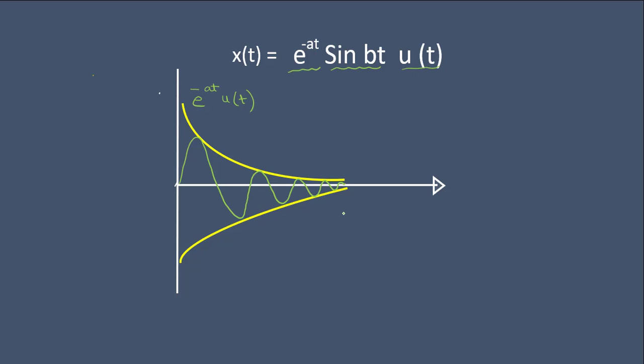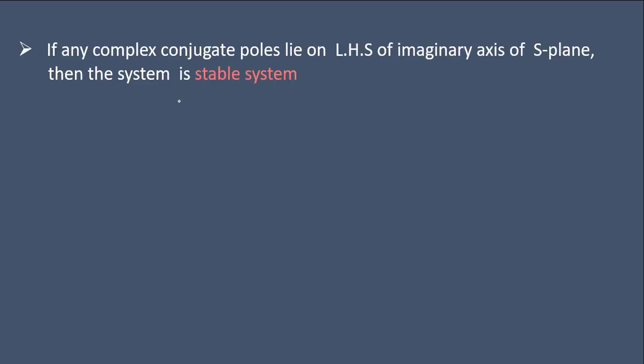So at some instant of time, the signal will become 0. Hence, we can say it is absolutely integrable and it is a bounded signal. Hence, it is a stable system. So we can conclude if any complex pole lies on the left hand side of the imaginary axis of the S-plane, then the system is a stable system.